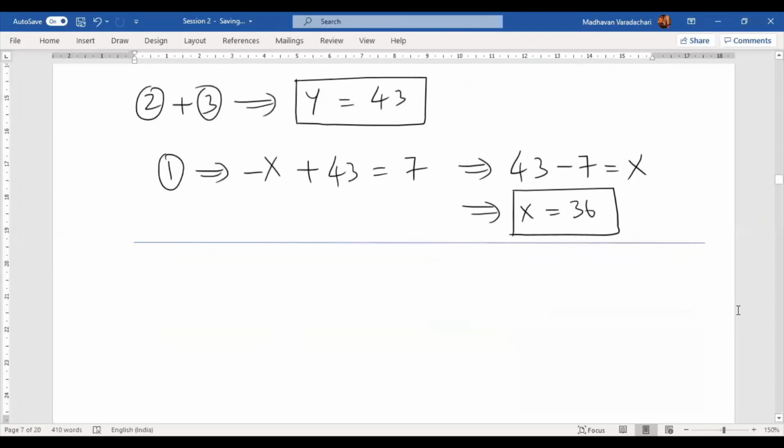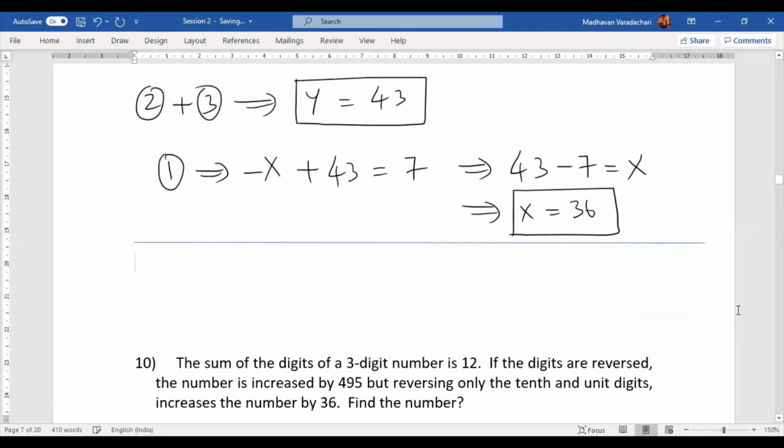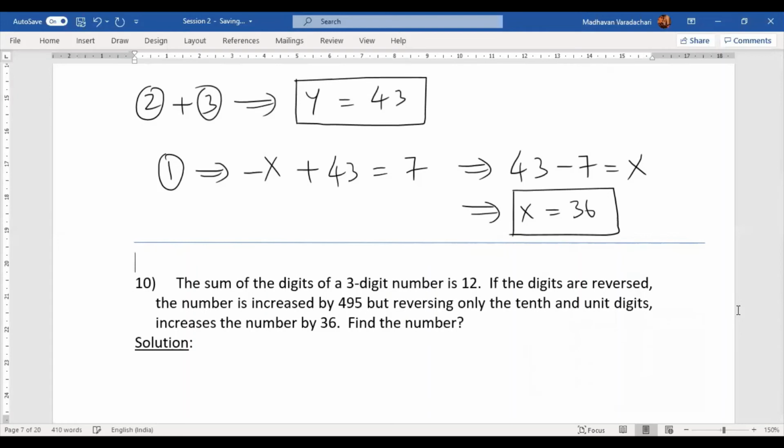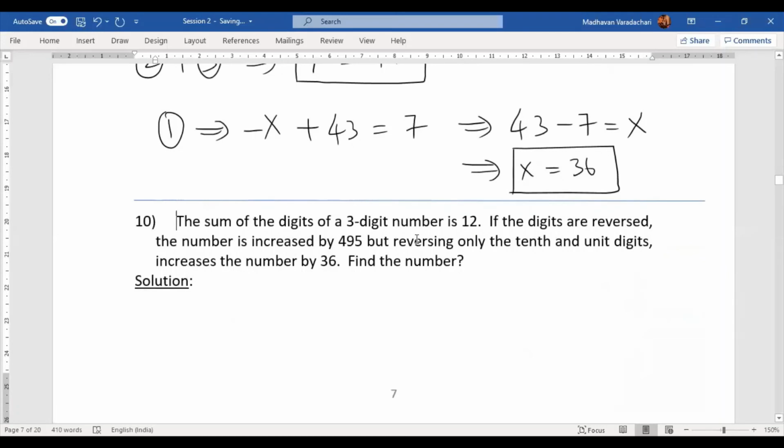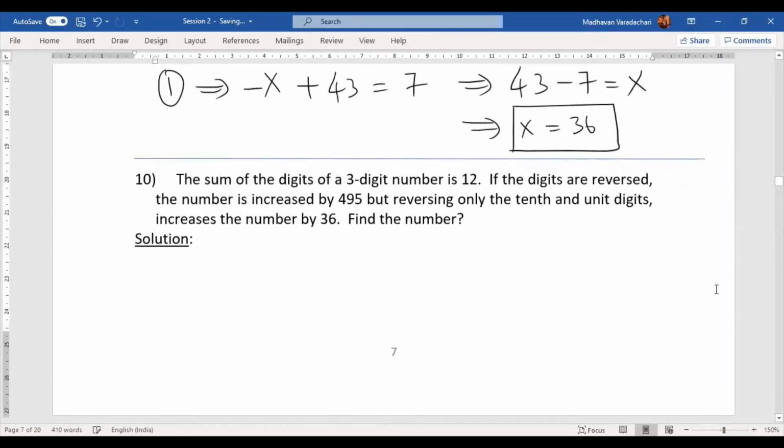Okay, let us move on to the next question. Here we may note it is about a 3-digit number problem. Sum of the digits of a 3-digit number is 12. If the digits are reversed, the number is increased by 495, but reversing only the 10th and unit digits increases the number by 36.